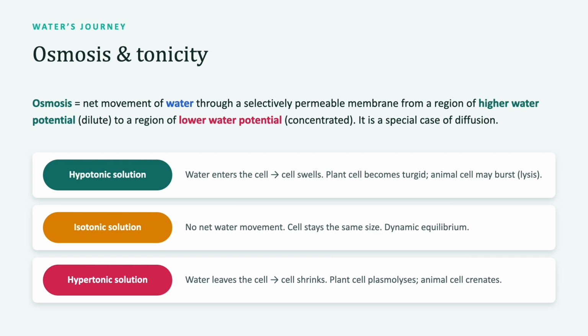Hypertonic solution. The outside is more concentrated, so water leaves the cell. A plant cell undergoes plasmolysis. The membrane pulls away from the wall. An animal cell shrivels, and that is called crenation.